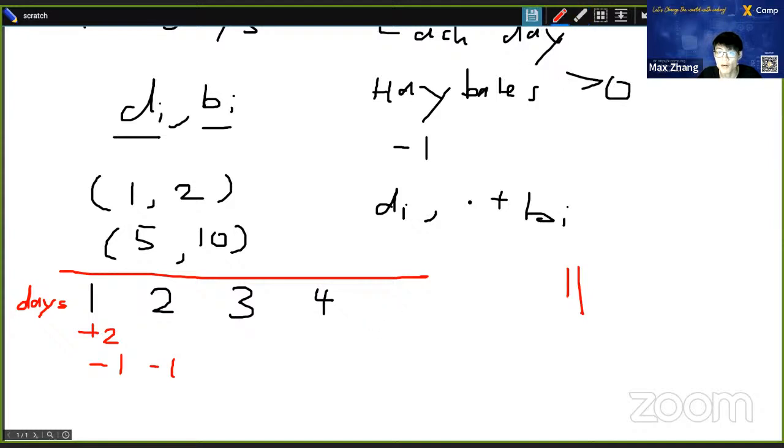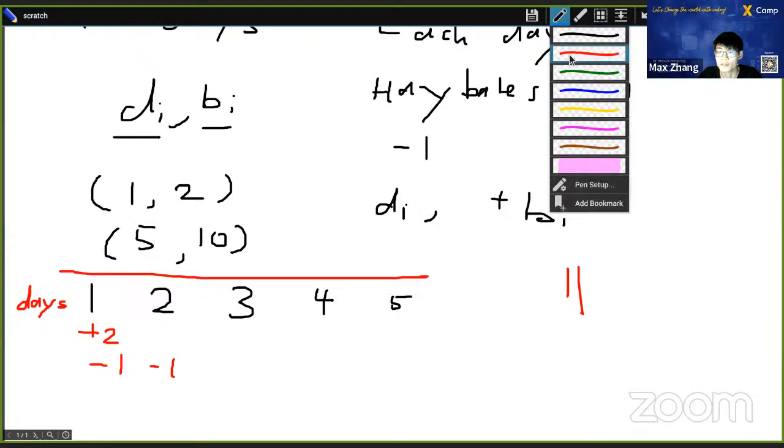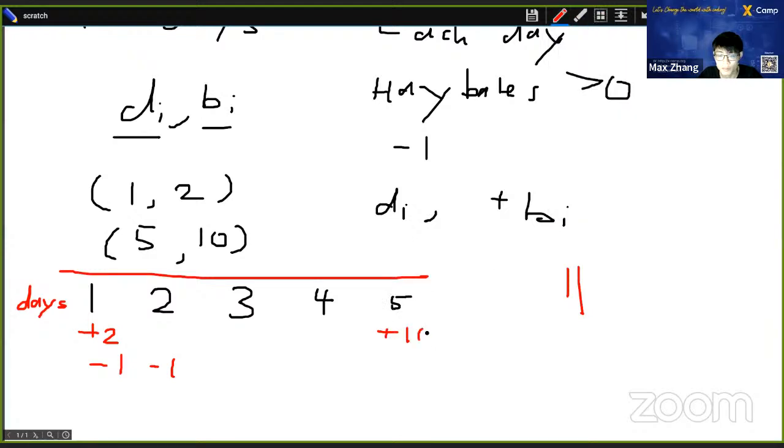And then we get to day 5. On day 5, we have an input that says we get plus 10, and then Bessie will eat 1. So now Bessie eats another hay bale. That's how the process goes. We go through each day, and if there's an input that says on this day we're going to add BI hay bales, then we just add it, like some sort of counter, some sort of variable.